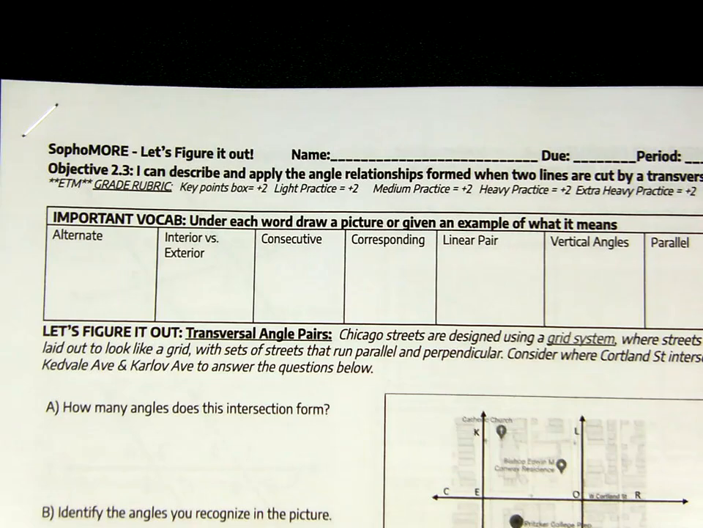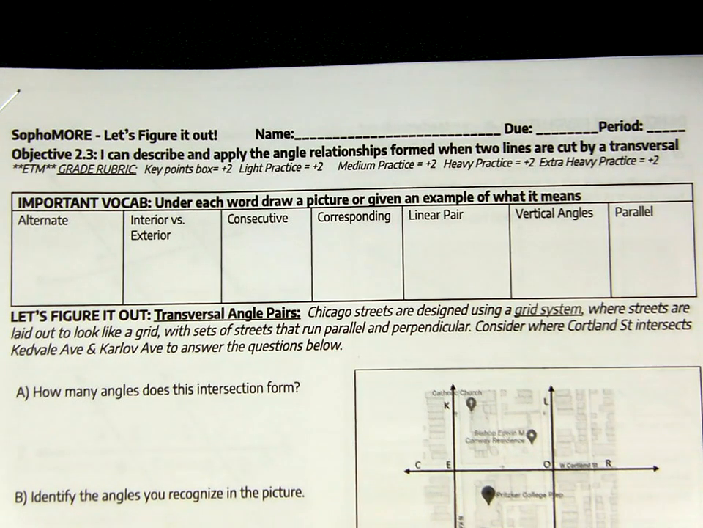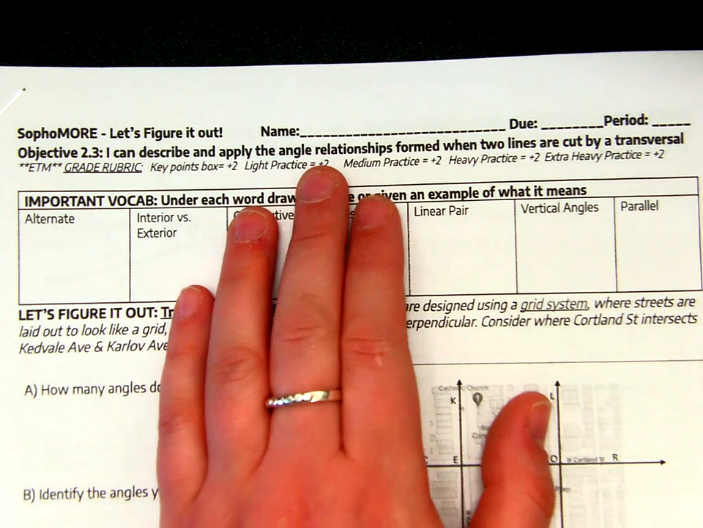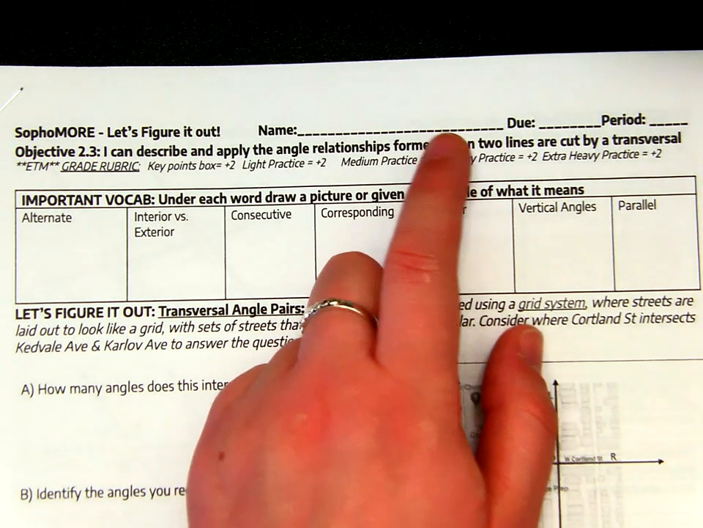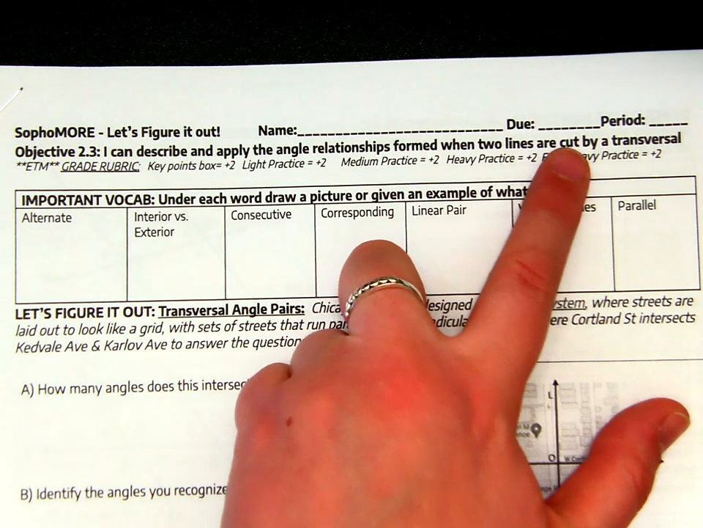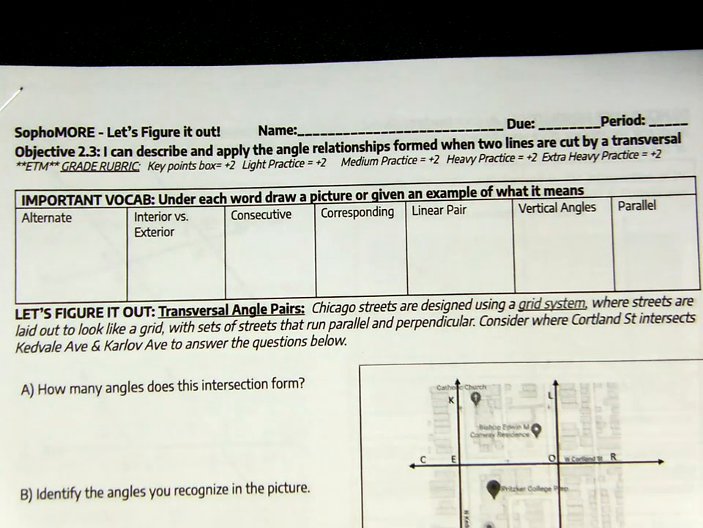Objective: describing the angle relationships formed when two lines are cut by a new thing called a transversal. We've already been talking a lot about angle relationships. Now we're going to talk about lines intersecting with this thing called a transversal. So let's start with our vocab.